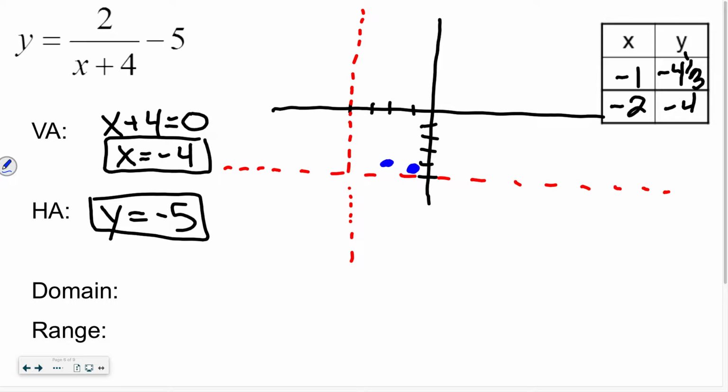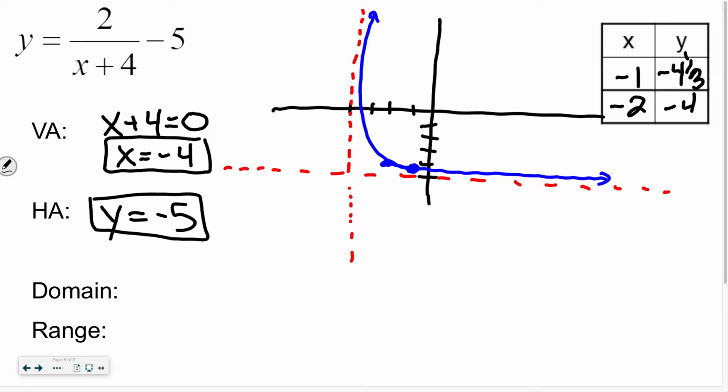So it's going up a little bit. Well, we kind of know where that branch is, don't we? It's in this top left section. It's going to be approaching my asymptotes here and here. Got 2 points over there. I kind of know what's happening.